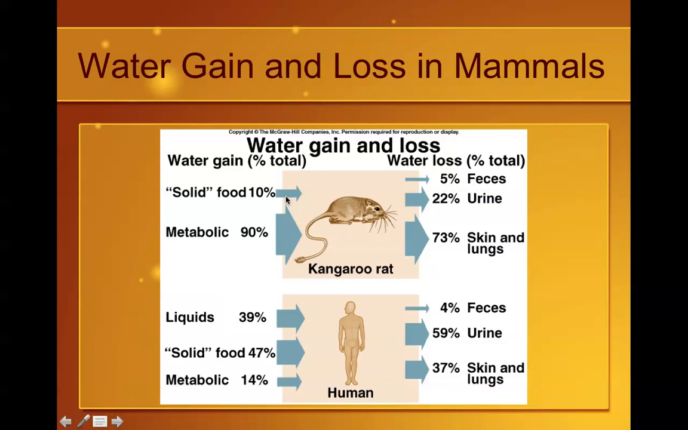One of the cool things that you can think about is, for example, this kangaroo rat. Where does it get its water from? It's getting almost none of its water from actually drinking it. This is an example of a desert animal and a type of adaptation that it has to deal with small amounts of water in its environment.